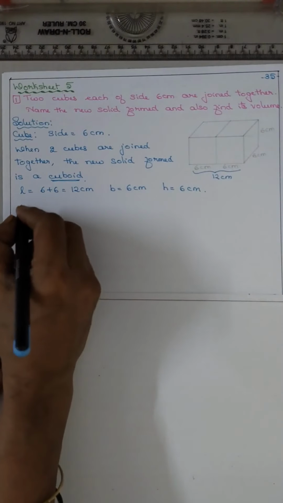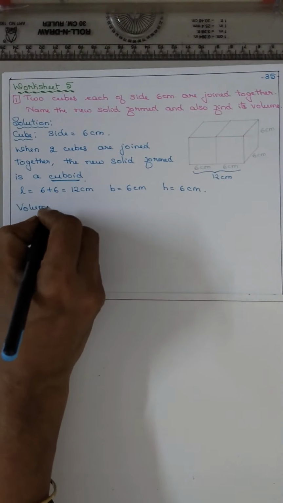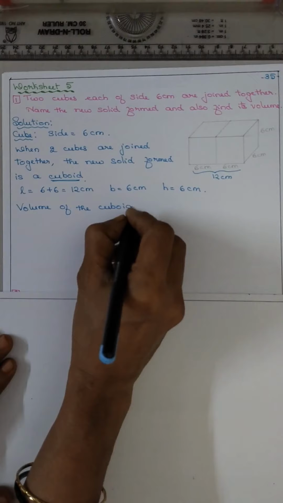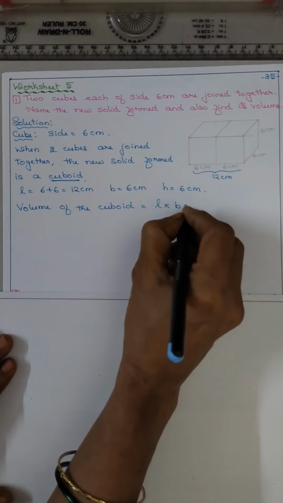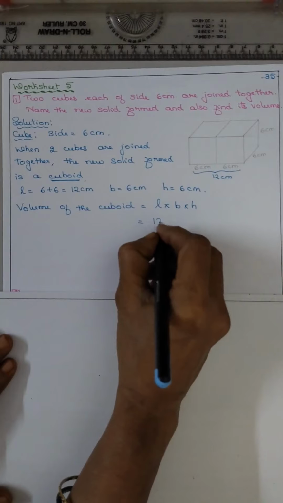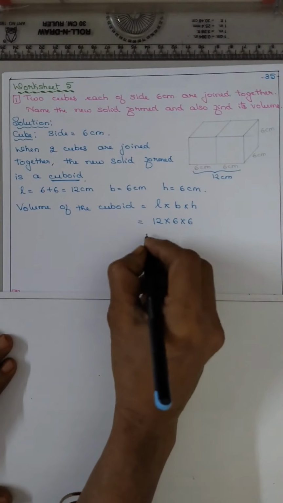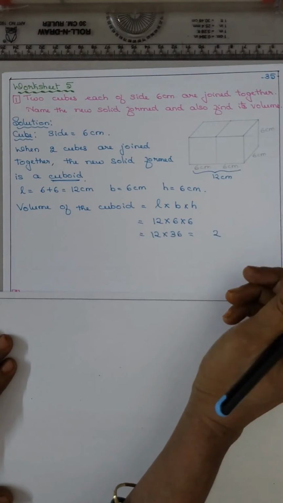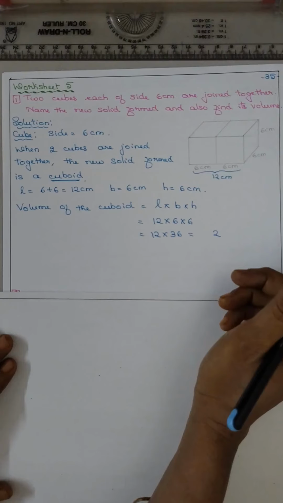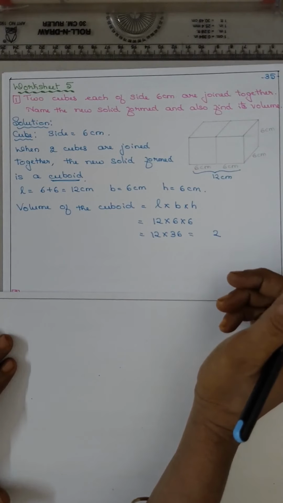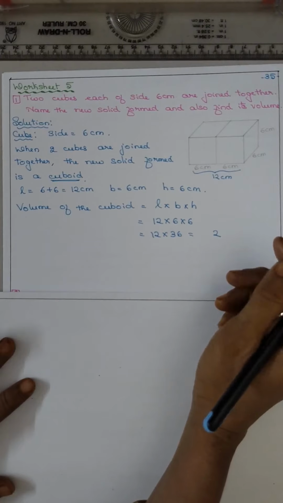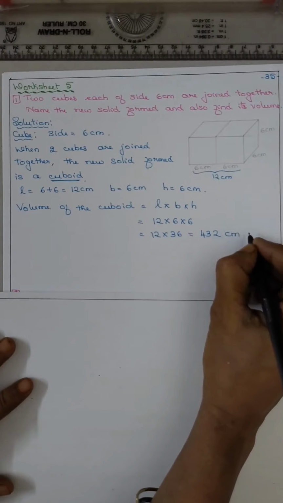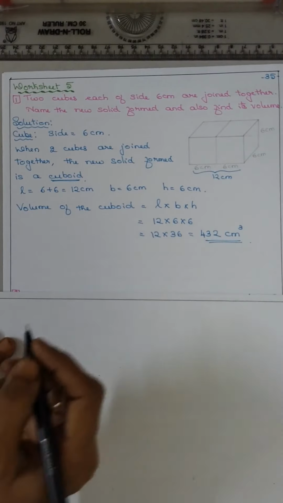Now find the volume. So we will write volume of the cuboid. What is the formula? Easy, isn't it? Length into breadth into height. That is 12 into 6 into 6. That is 12 into 6, 6 are 36. 12 6 are 72. 12 3 are 36. 36, 37, 38, 39, 40, 41, 42, 43. So it is 432. Now volume centimeter cube.